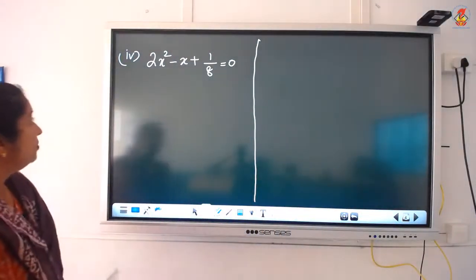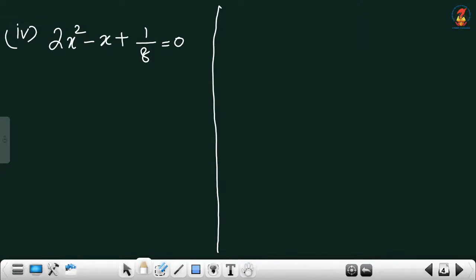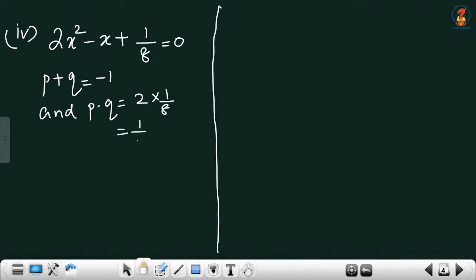Next question, 2x square minus x plus 1 by 8 equal to 0. Here also you have to identify p and q such that p plus q is equal to negative 1 and p into q is equal to 2 into 1 by 8 is equal to 1 by 4. So, 1 by 4 is 1 by 2 into 1 by 2.